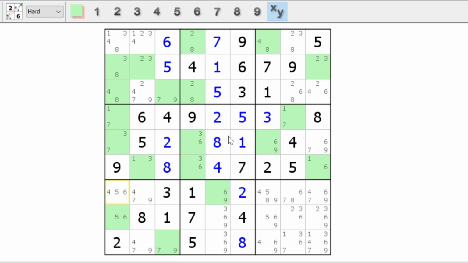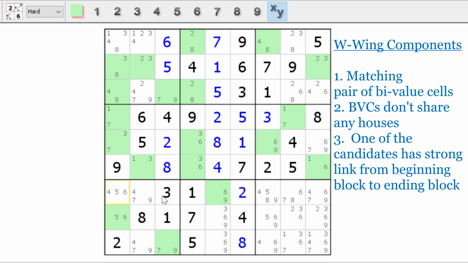So how do you know you can start looking for a W-wing? Using this, where it just shows all the bi-value cells. And now's a good time to talk through it. So what is the requirement to have a W-wing? Well, first you'll need a pair of matching bi-value cells. Like you can see, there's a 7-9 and a 7-9 here, 2-8 here and 2-8 here. But the second caveat is those cells cannot share a house. So this 7-9 and 7-9 are in the same column, so you will not be able to use a W-wing on that. They have to be in a different column and different row and a different block for it to qualify.